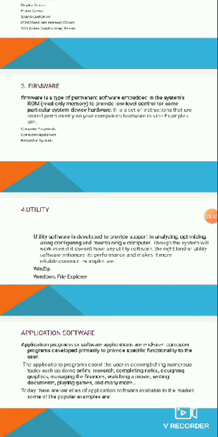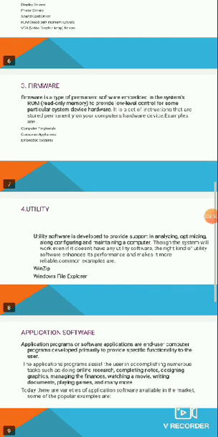The third one is firmware. Firmware is a type of permanent software embedded in the system's ROM, read-only memory, to provide low-level control for particular system hardware devices. It is a set of instructions that are stored permanently on your computer's hardware devices. Examples: peripherals, consumer appliances, embedded systems.